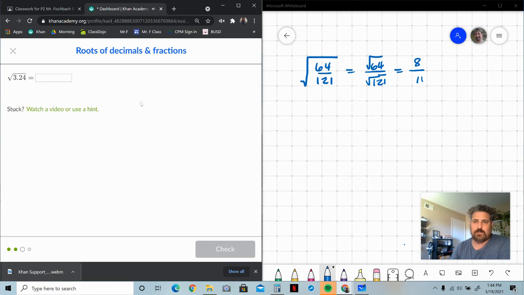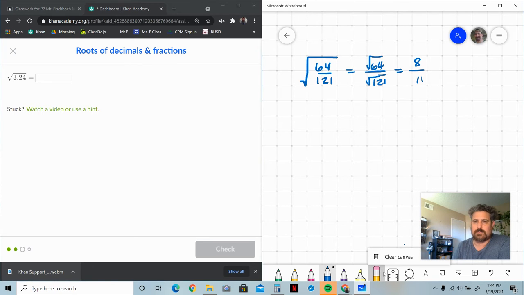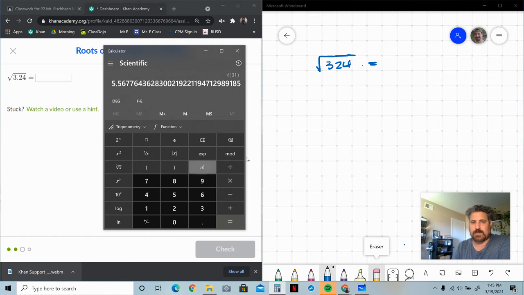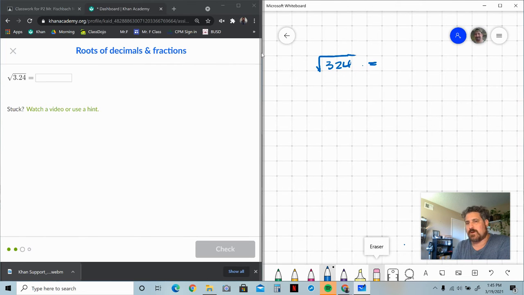This one is 324. Obviously, if it was just the square root of 324, I think you all hopefully have that memorized, or you're getting close to memorizing that. I believe that's 18. Just to double check that, you do 18 times 18. Yeah, 324. So that's 18, so we'd have plus or minus 18.